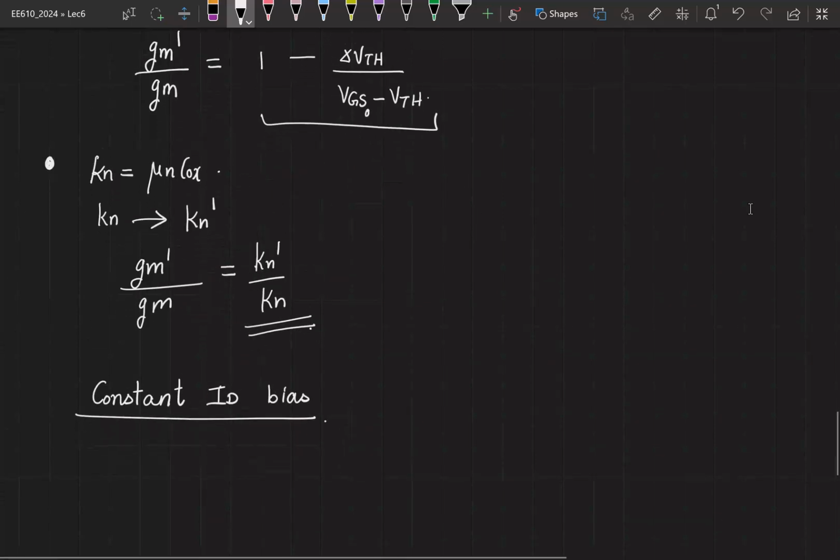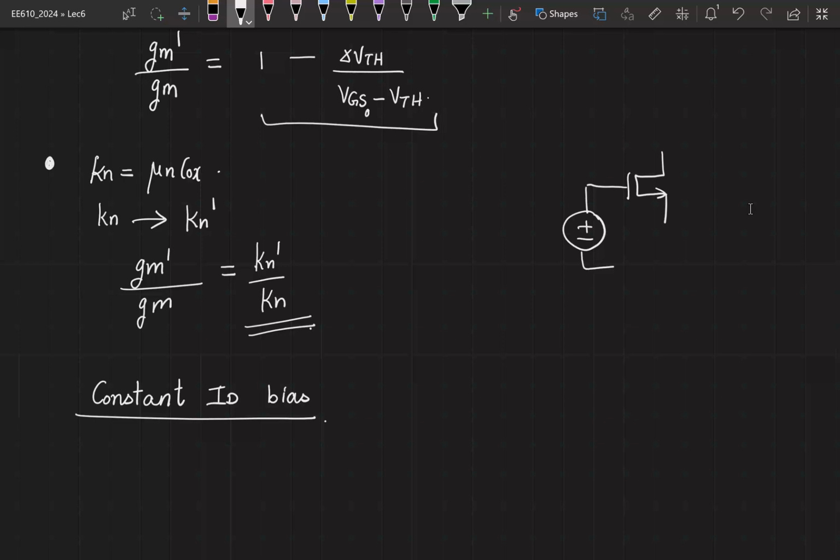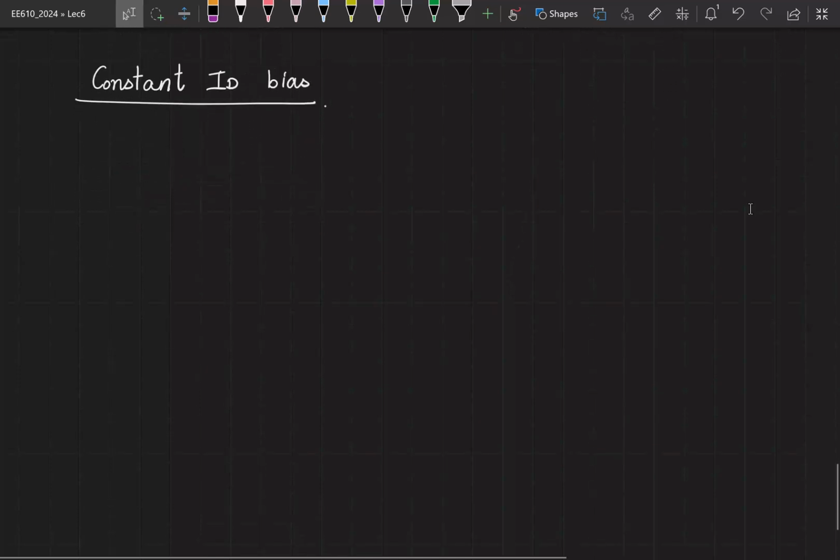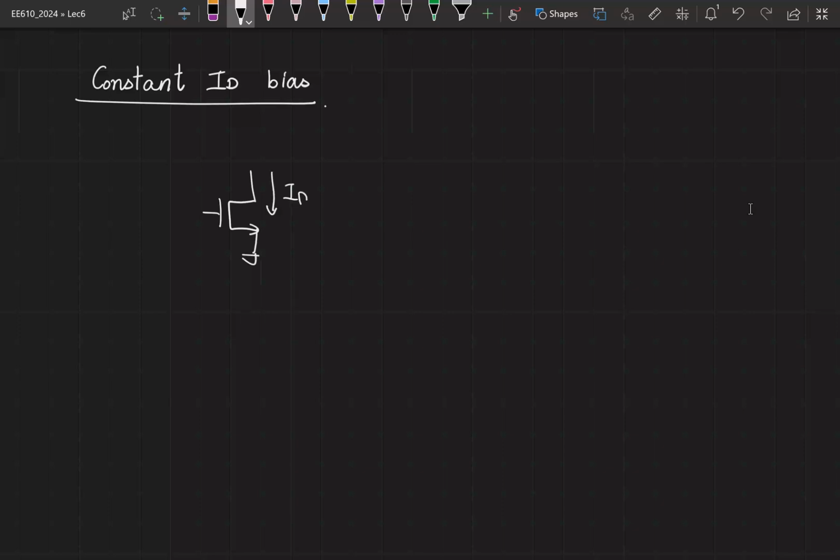When I did a constant VGS bias, I gave some VGS0 between the gate and the source. I of course have to set the drain voltage such that the transistor is in saturation. And now if the transistor properties change, let's say the VT changed, then the current through this is going to change, right? I only maintain the VGS to be constant. So now what we are saying is, instead of trying to make VGS0 constant, I will somehow make the current through this transistor, ID, constant. Do you think this is possible?